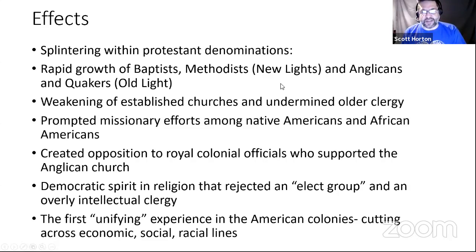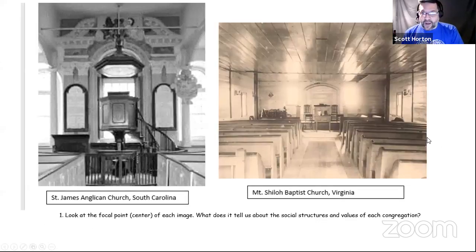The New Lights were more accepting of this sort of emotionalism in religion, and the Old Lights, of course, were people that didn't really accept this new emotionalism, emotional preaching, and that kind of thing in religion. So you get even splits within the old traditional churches as well. And you can see that in these two images here.